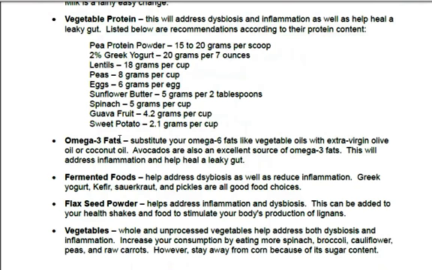Vegetable oils, omega-6 fats, create inflammation. So if you switch those vegetable oils from a cooking standpoint to virgin olive oil and coconut oil and other things, you can make a huge difference immediately in the amount of inflammation that's in the gut.